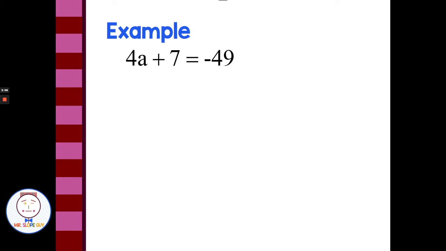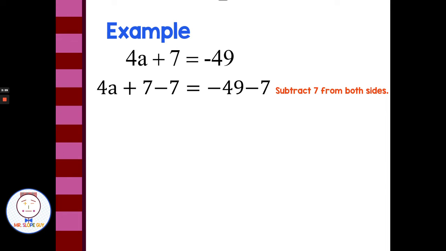All right, let's try a new one. Let's try 4a plus 7 equals negative 49. We don't have any distributive property. We don't have any like terms, so we're looking to start by getting 4a by itself. So I can ask myself, what's on the same side of the equal sign with 4a? Plus 7 is on the same side, so I can undo that plus 7 with subtract 7. Plus 7 minus 7 zeroes out and leaves 4a on the left side. And then on the right side, I have an integer problem like negative 49 minus 7, which would be the same as negative 49 plus negative 7, or negative 56.